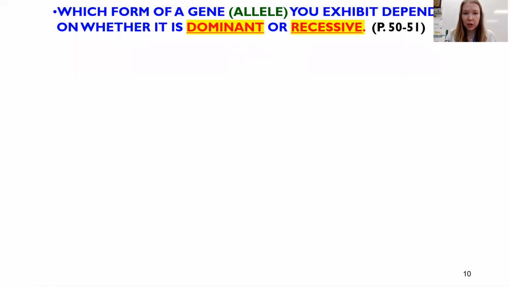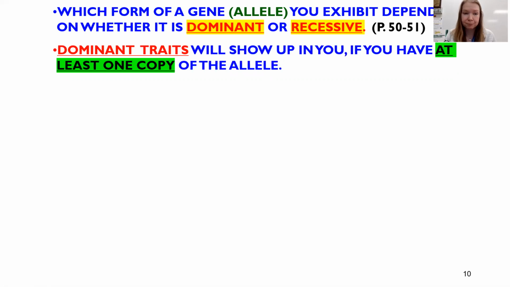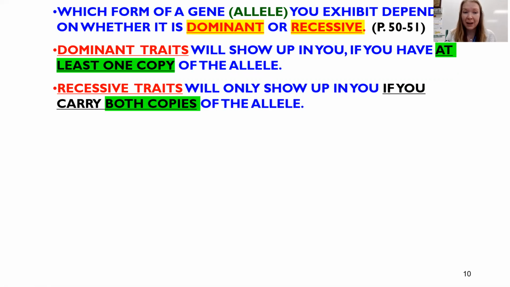Now, which form of gene or the allele you exhibit depends on whether it is a dominant or recessive trait. Dominant traits will show up in you if you have at least one copy of that allele, whereas recessive traits will only show up in you if you carry both copies of that allele.